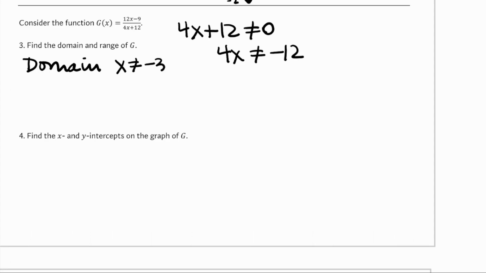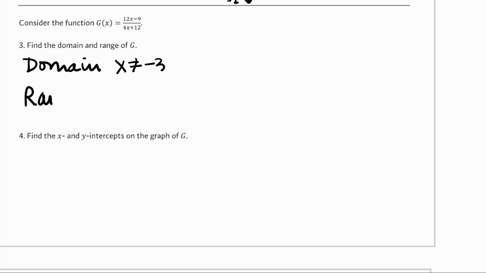And as far as the range, I'm not sure what y'all ended up doing as far as your technique there, but what it's going to end up being is you can divide the leading coefficients, and it's just going to be, okay, y is not going to be able to equal 12 over 4, which is 3. So y is not going to be able to equal 3, in this case where we have linear over linear.